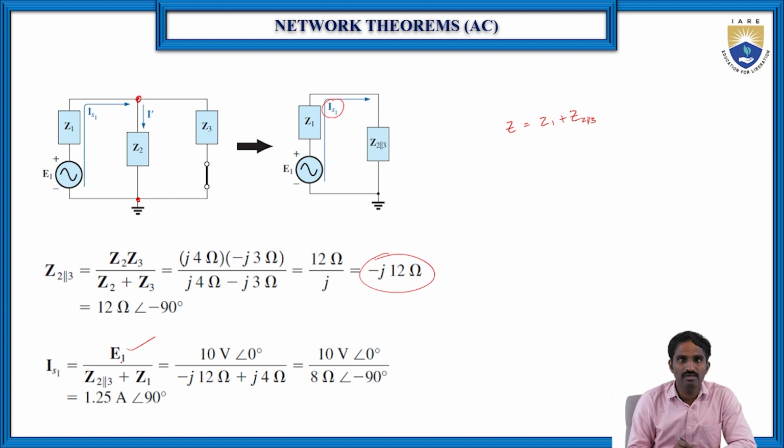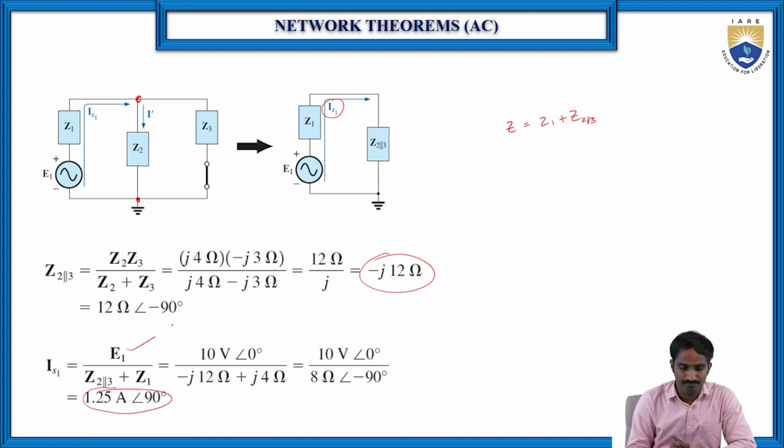Then substitute the values of E1, Z23 and Z1 in this equation. E1 is already given in the problem, which is 10 volts at an angle of 0, and Z23 we have just calculated, which is minus j 12 ohms, plus Z1, also given in the problem, which is j 4 ohms. If you simplify this, you will get the value 1.25 amperes at an angle of 90 degrees. So now we have found IS1.